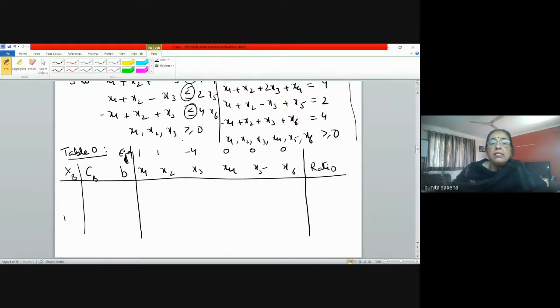Okay. Now I start making the entries. I have not yet identified XB, CB, because I have not yet chosen my B, right? So I just make all the other entries. Now, what was your b? The small b now. That is the right-hand side of your constraints, which is nothing but 4, 2, 4. Okay. So definitely one thing is very clear, that I'm going to have 3 basic variables.